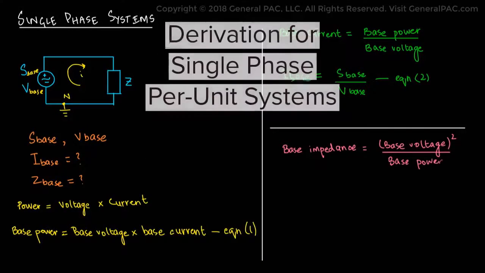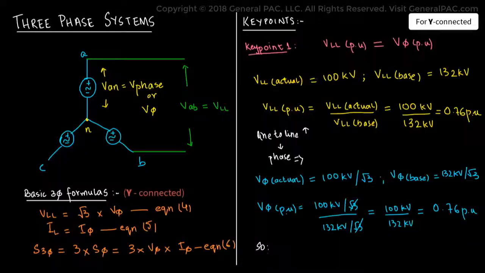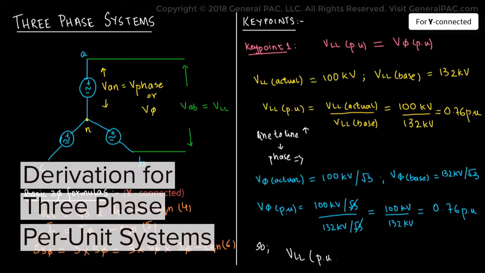Divided by the base power, which is simply equal to Z base equals V base squared over S base. And hence it is proved that the line-to-line voltage in per unit is equal to the phase voltage in per unit. It's pretty straightforward, right?